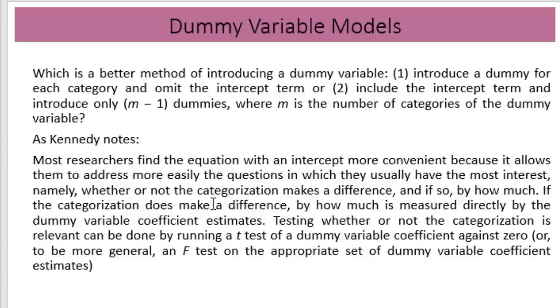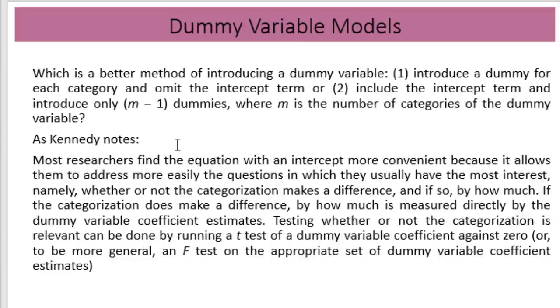Then there will be a question: which method is better in introducing the dummy variable? The first option is to introduce a dummy variable for each category and omit the intercept term. The second is to include the intercept term and introduce only m minus 1 dummy variables. These 2 options give the same result. Then which one is better?